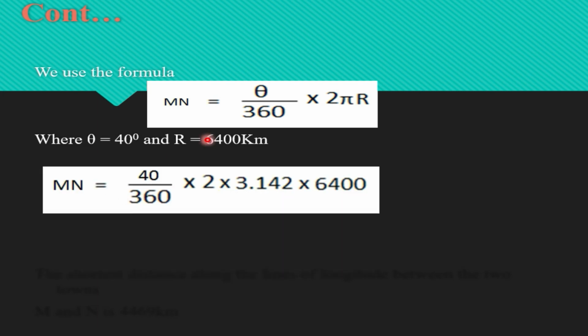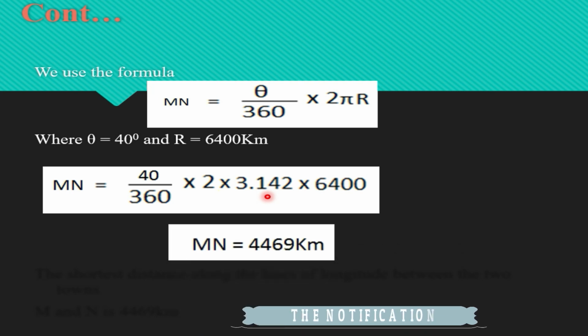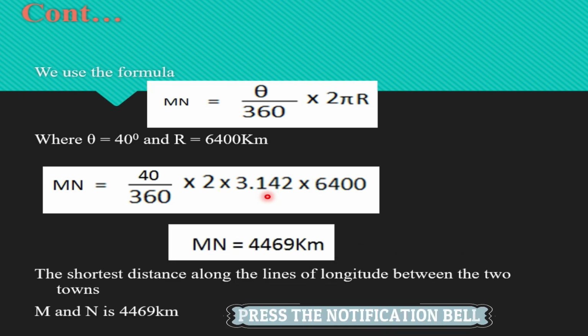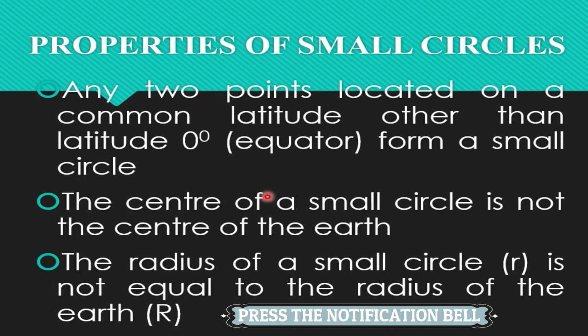And now just substitute in the formula. 40 over 360 times 2 times pi, and pi is 3.142, times the radius of the Earth. And the shortest possible distance along the line of longitude between the two towns, M and N, is 4,469 kilometers.